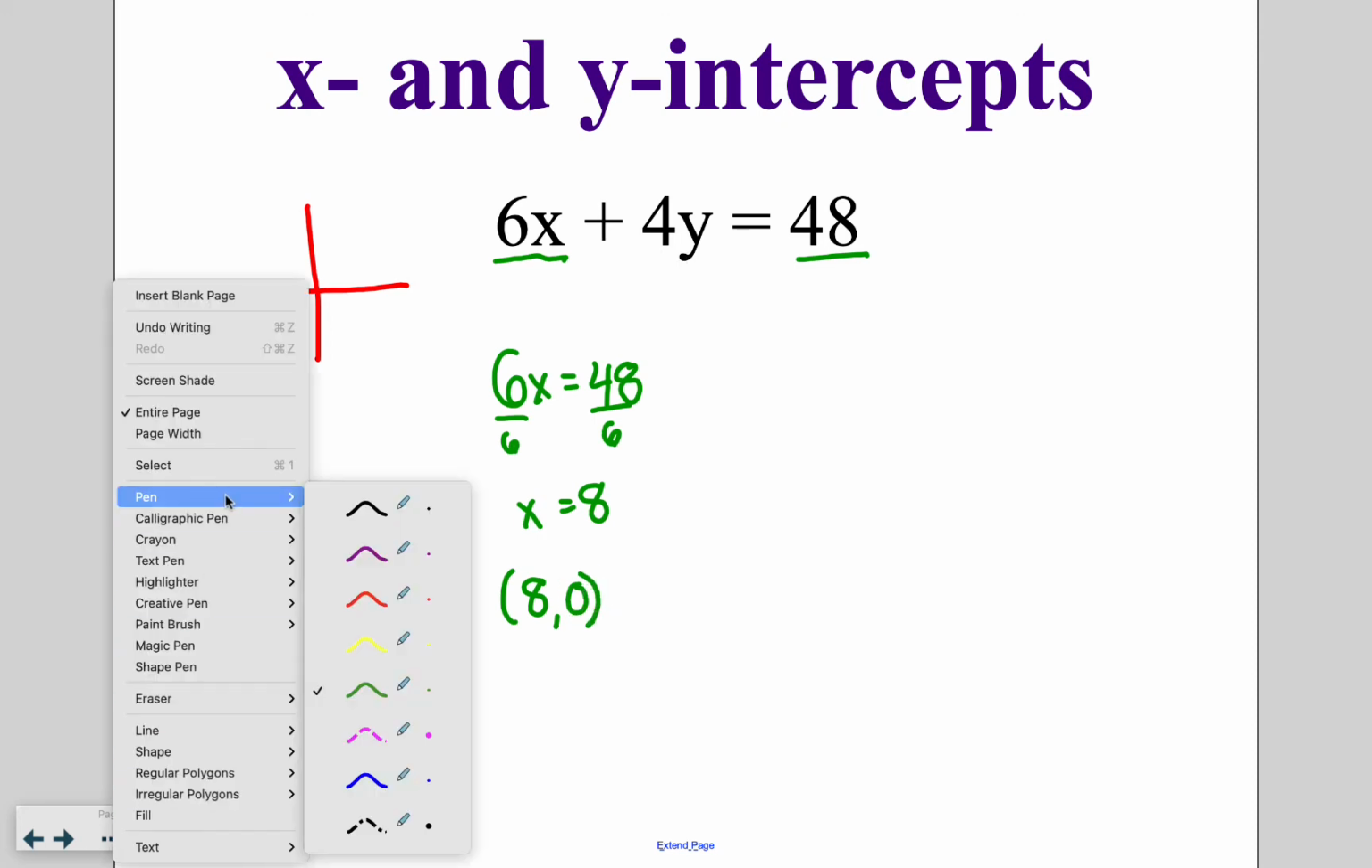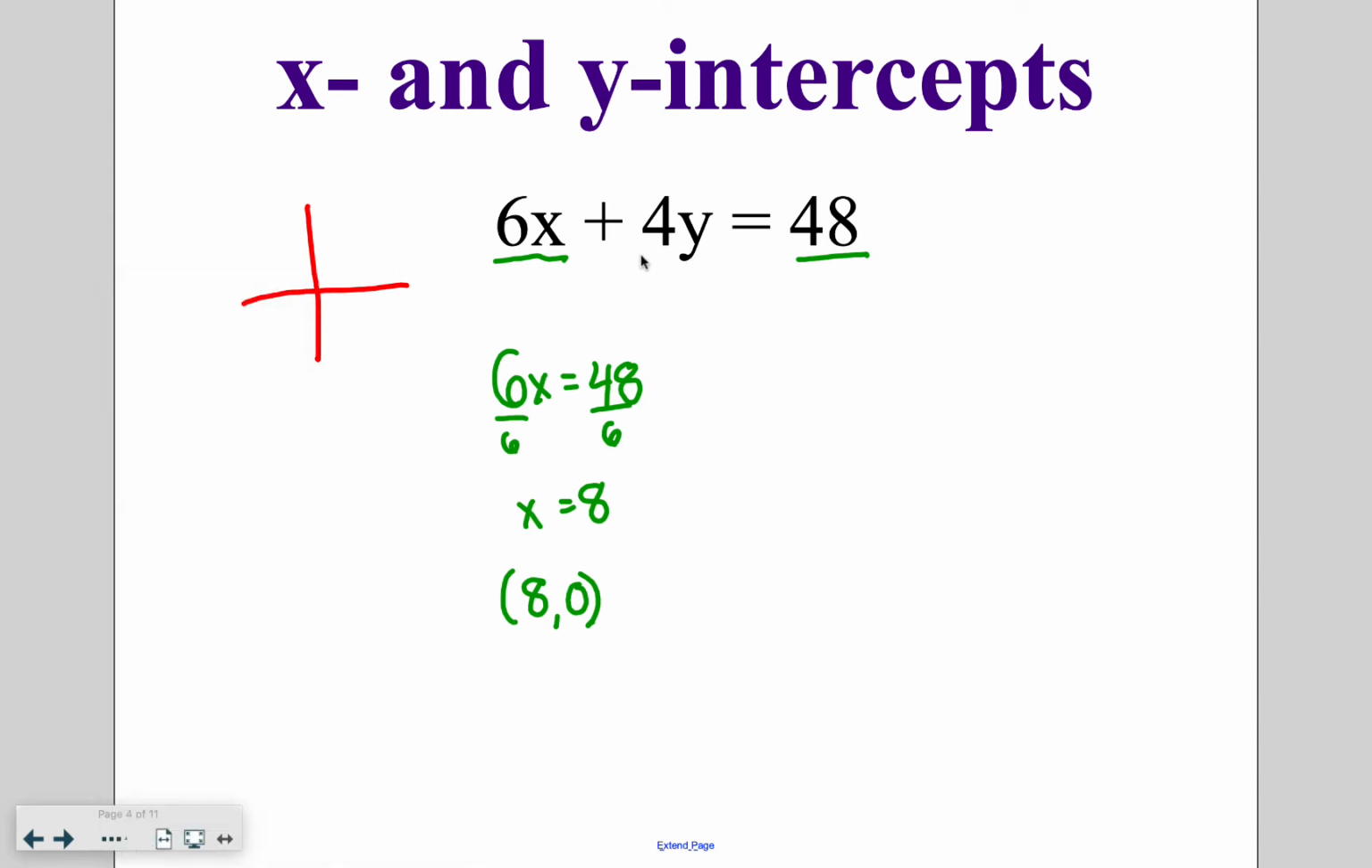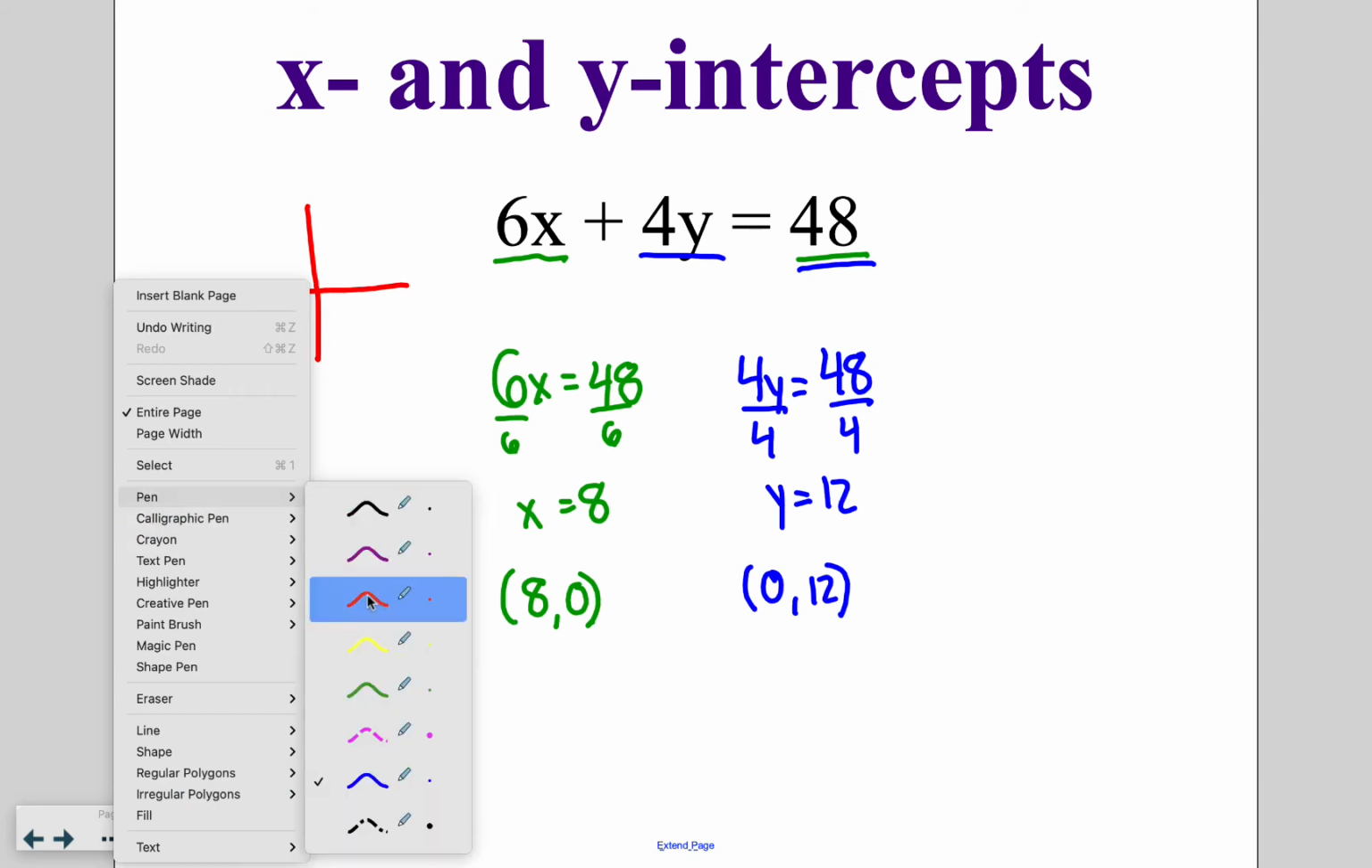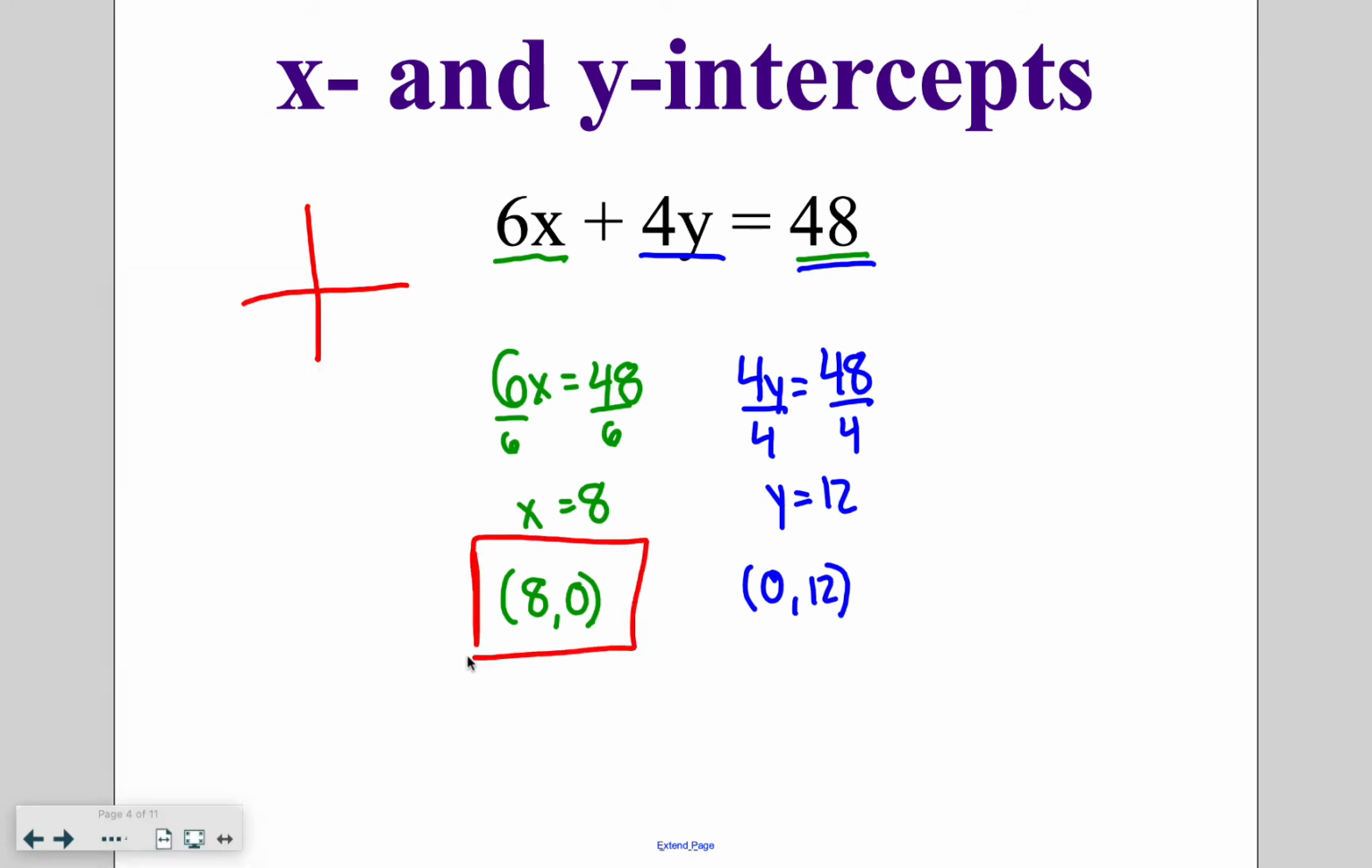On the flip side of that, if we want the y-intercept, we just take out the y part of the equation and set it equal to our answer. So 4y is equal to 48. When you divide by 4, you find out that y is equal to 12. So your answer is 0, 12. Nothing for the x and 12 for the y. When you write your final answers for these problems, they are written as ordered pairs. The x-intercept and then the y-intercept.